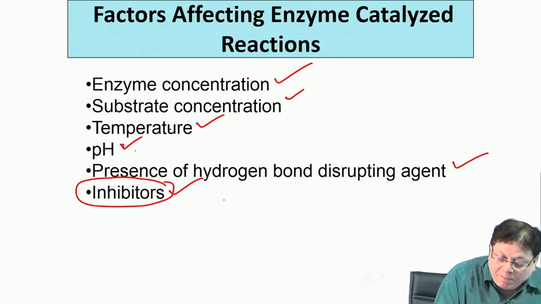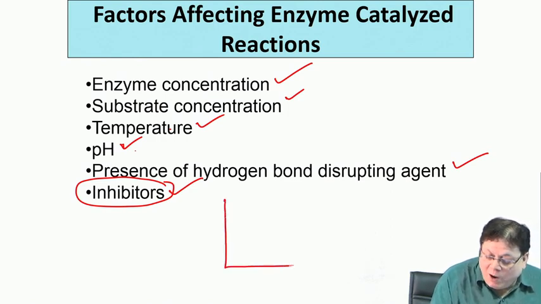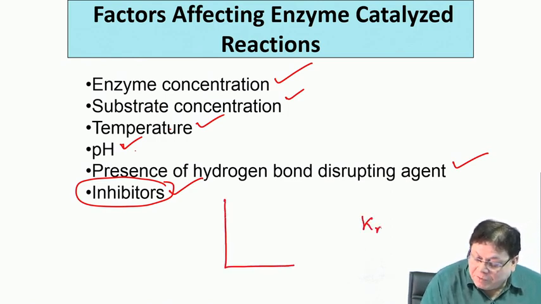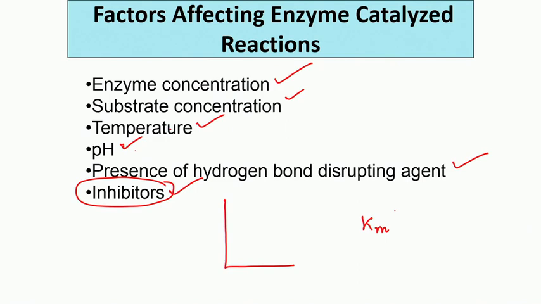Now, one more point. When we say factors affecting enzyme catalyzed reactions, that means these are the ones which affect the Km and the Vmax. These are the ones which ultimately show how you know that the enzyme efficiency has gone down. So, you have to measure the Km and the Vmax, then you will know that yes, something is happening, there is a slowing down of the rate.